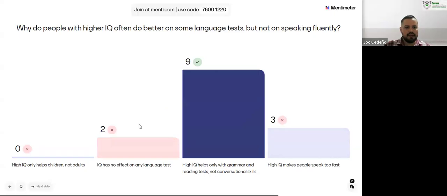Okay, the question was regarding people with higher IQ. They are said to have better results on some language tests, but why not in speaking? The reason is that high IQ helps only with grammar and reading tests, not conversational skills. Conversational skills are quite different. And that's why some people have good results on tests, but they don't speak the language. That is something crazy, and we didn't understand why. But now we know the reason. It is because of this communicative skill.